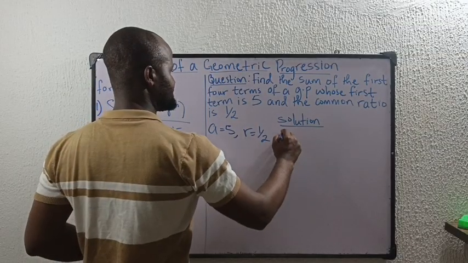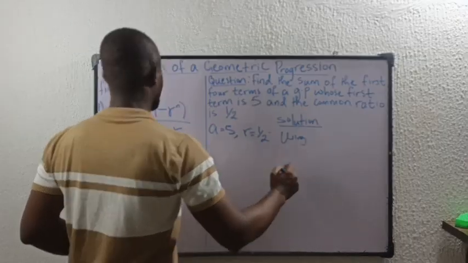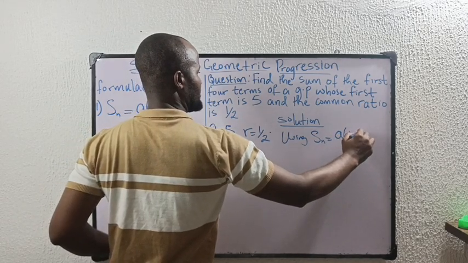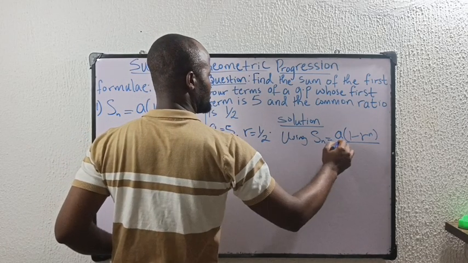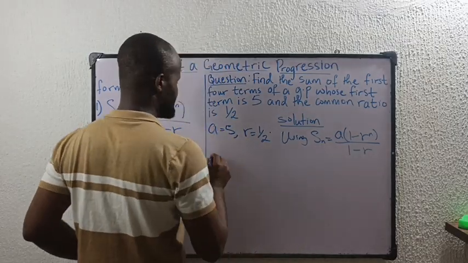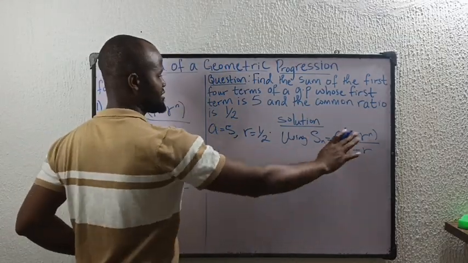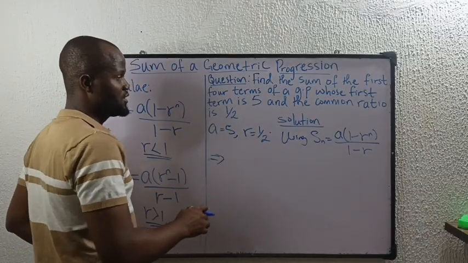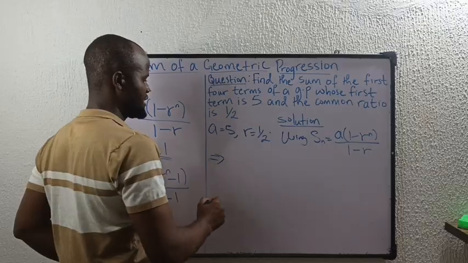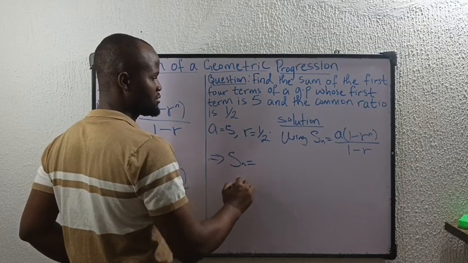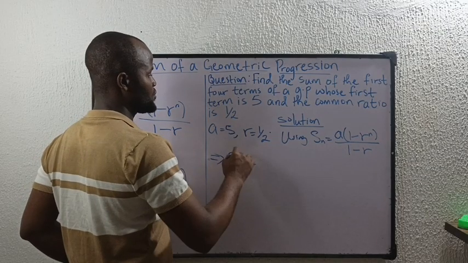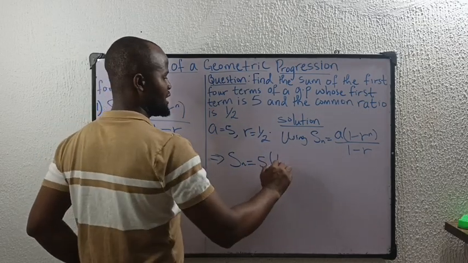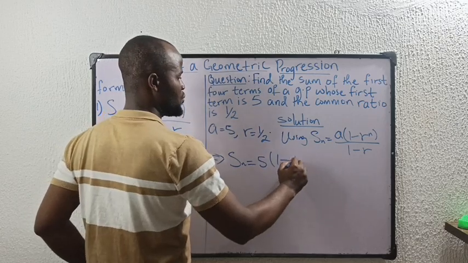So using Sn equals a 1 minus r raised to the power of n all divided by 1 minus r. Now this implies that. So we're just going to fix everything. As you can see, this is a very simple question. It doesn't require any hassle. So what is the value of our a? We're going to write it down. So this becomes Sn equals, so what's my a? Is 5. Open the bracket, 1 minus my r is 1 over 2.